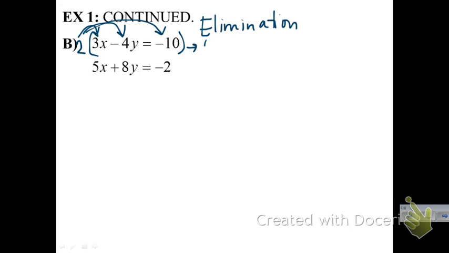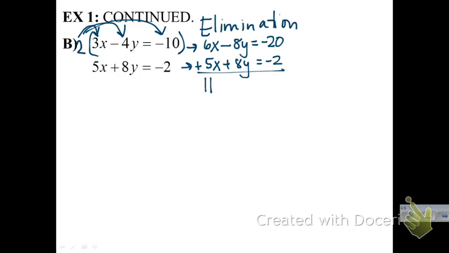And 2 times 3 gives us 6x. 2 times -4 gives us -8y. And 2 times -10 is -20. The bottom one we don't have to change at all. 5x plus 8y equals -2. If you notice, our 8's are opposite, so we can go ahead and add. 6x plus 5x will give you 11x. The 8y's will subtract out. -20 minus 2 is -22. To solve for x, we divide by 11. And x gives us -2.